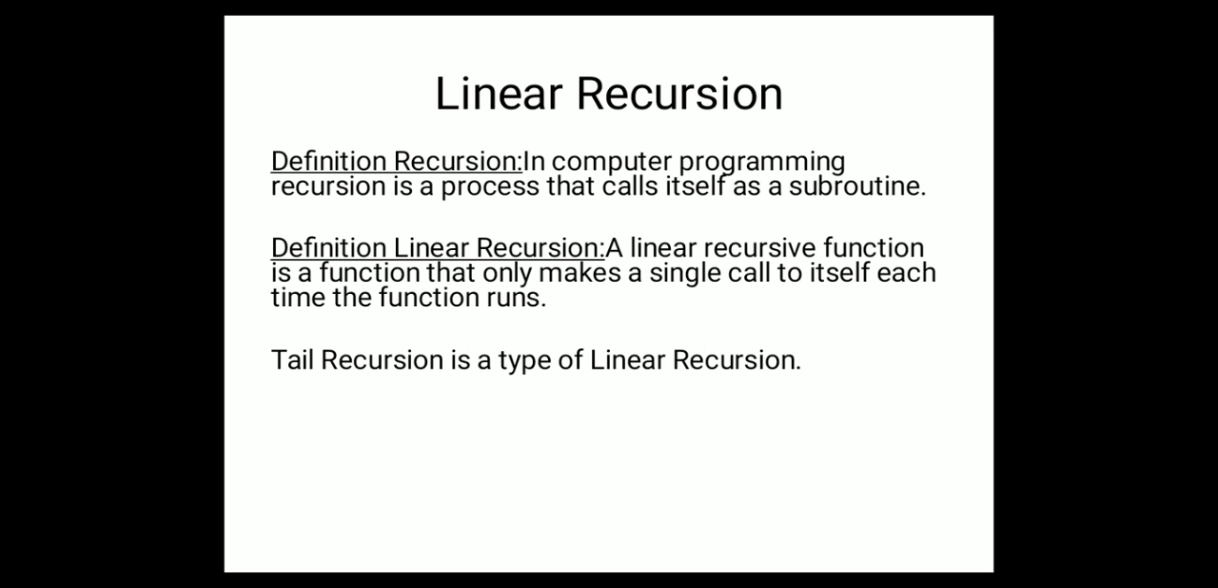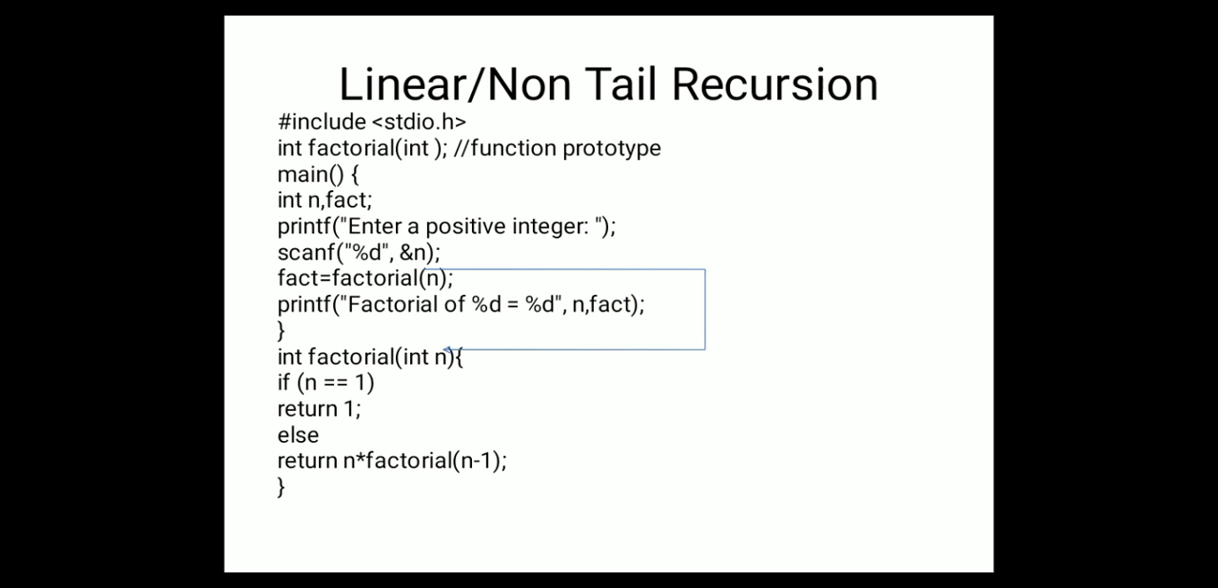So linear recursion is a type of recursion where the function makes a single call to itself. Tail recursion is a type of linear recursion, and I have also made a video on tail recursion. If you want to know about it, please see the video.